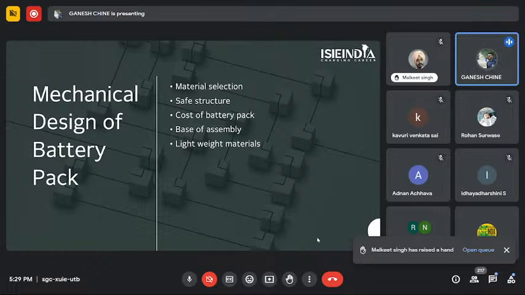There are various tools for the design of a battery pack. On SolidWorks, we can create 2D and 3D models of a battery pack, and also in CATIA and other CAD tools such as Fusion 360 and Creo, we can create the battery pack 3D model.